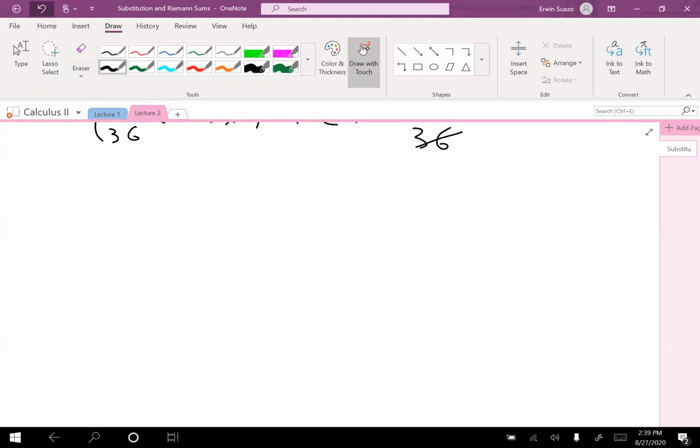So let me do this one. So we're gonna do Riemann sums, okay? So let's change the topic and let's call it Riemann sums. So by the way, Riemann is very important in history because Albert Einstein was going to these lectures.